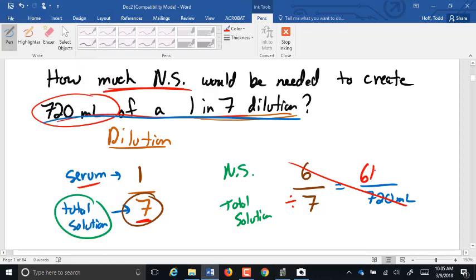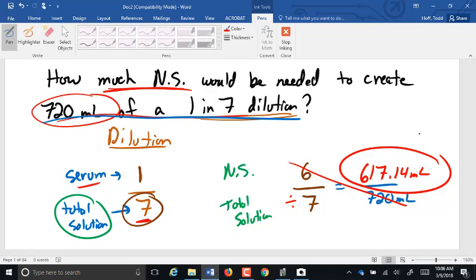617.14 milliliters. So it takes 617.14 milliliters of saline to create that 720 milliliters of total solution.